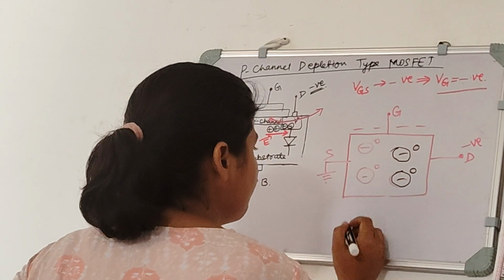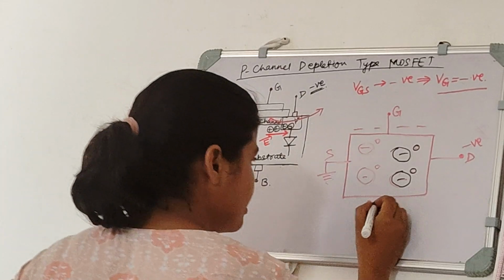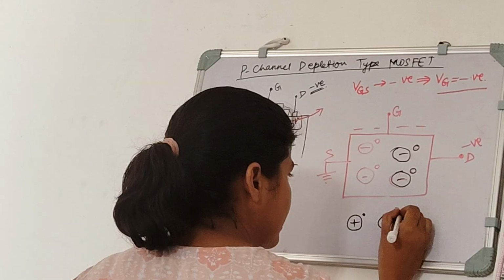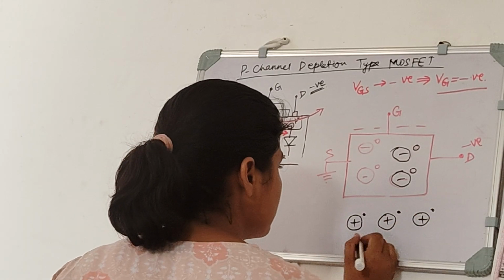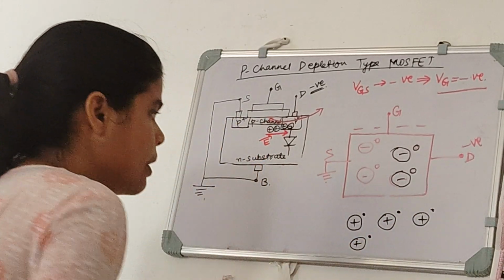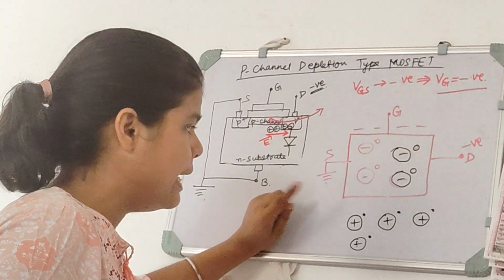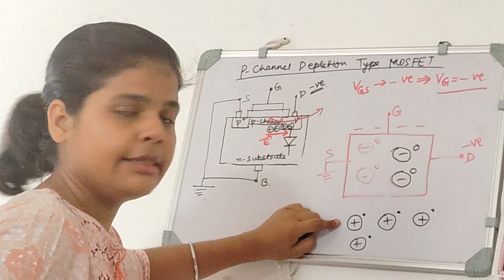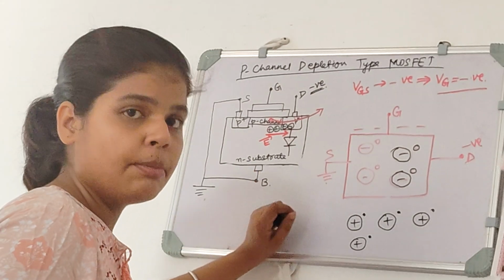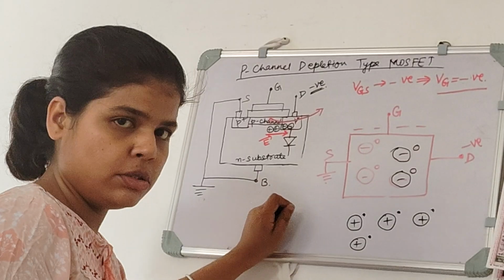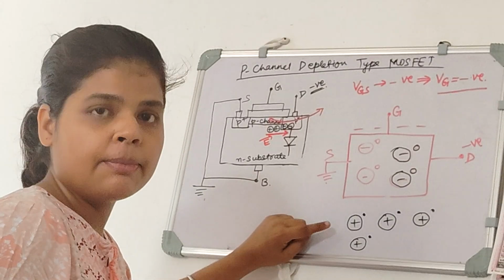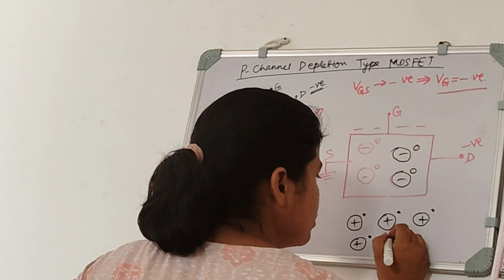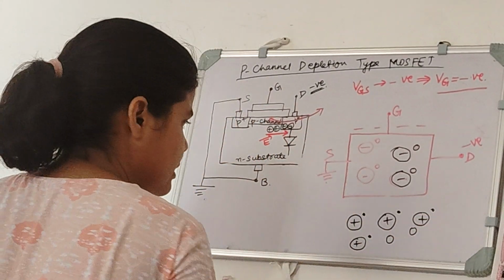Now here we have N substrate. So N substrate looks like this: positive ion paired with electrons, positive ion paired with electrons. And we also know that in N-type materials, we always show that it is like this, that positive ions paired with electrons, but we also know that it contains some holes. They are minority carriers, so we don't show it. So here we will show some of the holes like this.